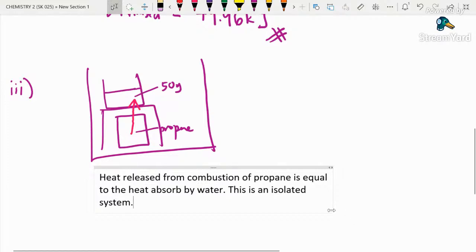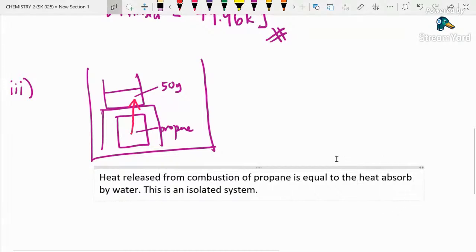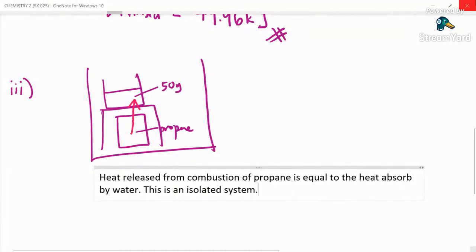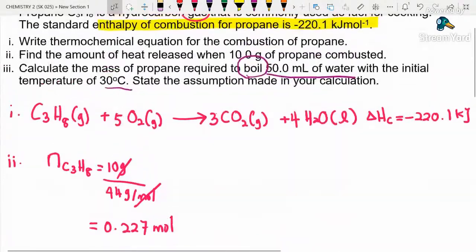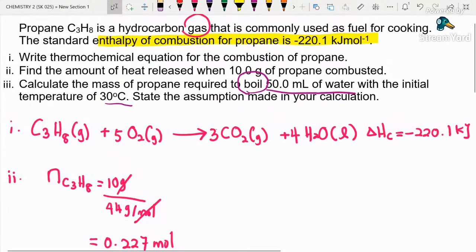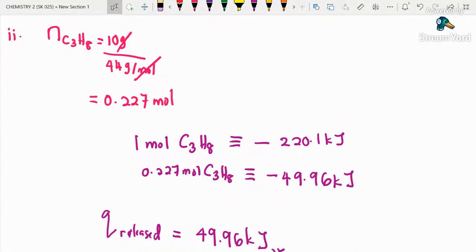So how to perform a calculation? This is our assumption, because ada soalan yang assumption. So macam mana kita nak kira? Okay, now let's look at the information. We already have the mass of the water and the initial temperature. Remember, it is boil. We also have delta HC propane, which is the standard enthalpy of combustion. So how to solve the problem?